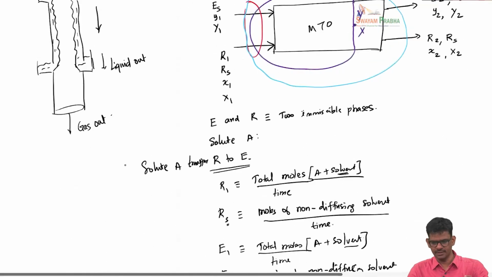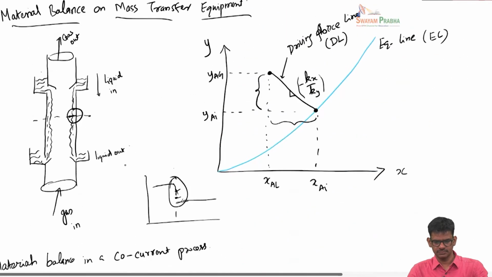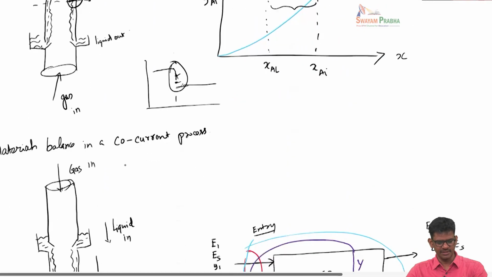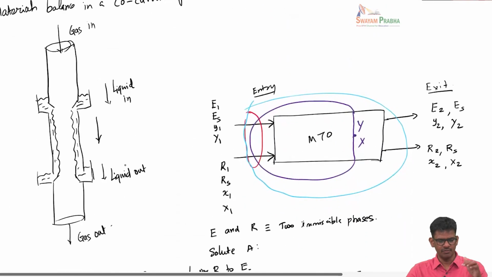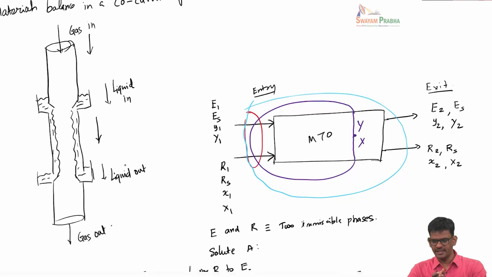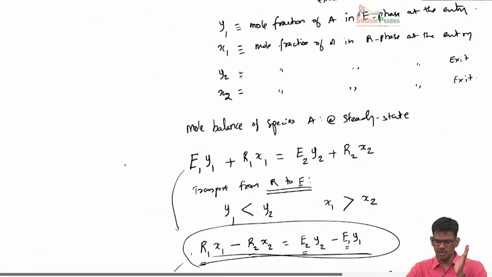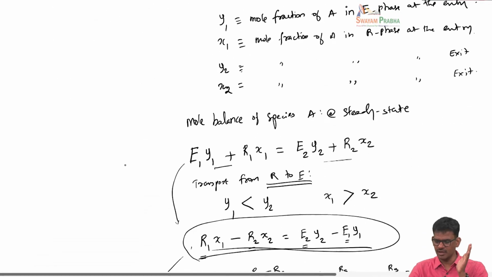Let me just go back and review this again. So what we are trying to do is we have a mass transfer equipment where two phases are flowing in, two phases are flowing out, and the mass transfer is happening. So we are considering a particular flow condition where both the fluids are entering in the same direction. It's a co-current flow. Okay, in the co-current flow, we are trying to write a mass balance equation, and the mass balance equation is very simple. It's basically how much mass is going in and how much mass is coming out.